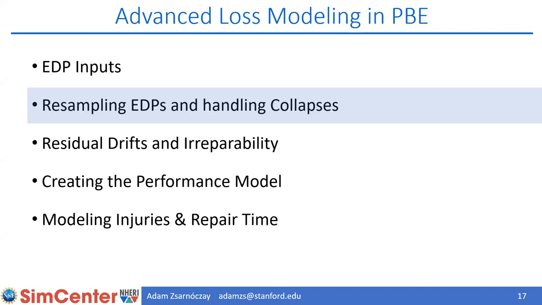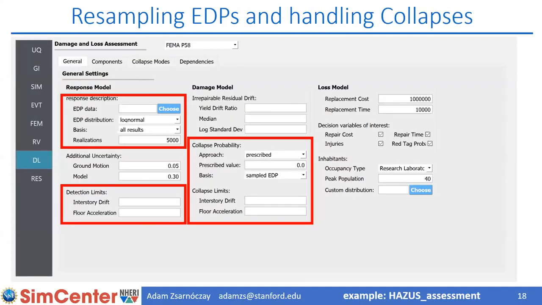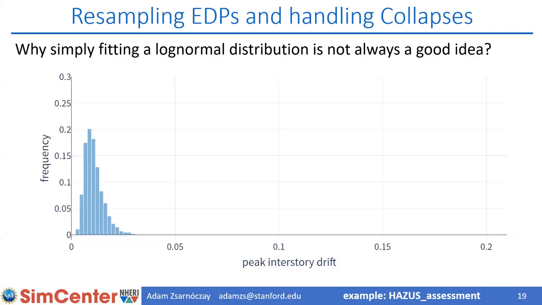And now let's see what is happening with those samples in the background and what are the different options that we have. So I'm talking about these parts of the input panel. We have a response description part, detection limits, collapse probability, and collapse limits. Now let me first show you a couple of figures to explain why we go beyond just fitting a log normal distribution as it is described in FEMA P58.